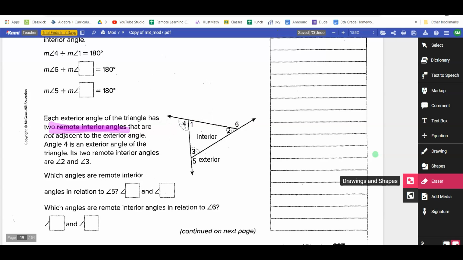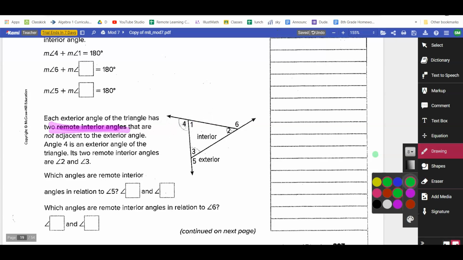I'm looking at these here. If I look at, say, just example number 6, angle 6, this is an exterior angle. What's his buddy right there? His buddy is 2. Those are partners in crime. That tells you nothing other than that it helps identify what your remote interior is, because that's not the remote interior. This and this are my remote interior angles for 6. So 1 and 3, because they're away from 6.